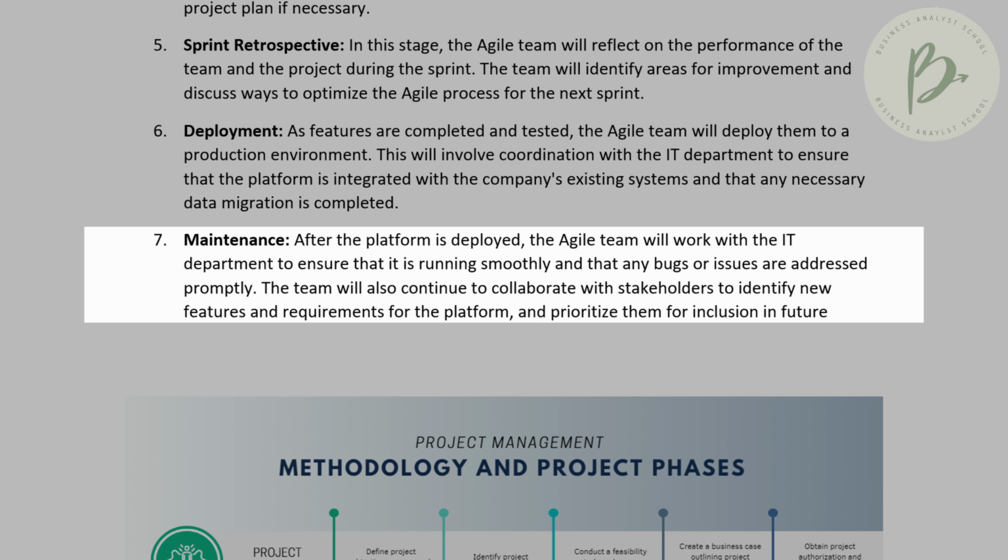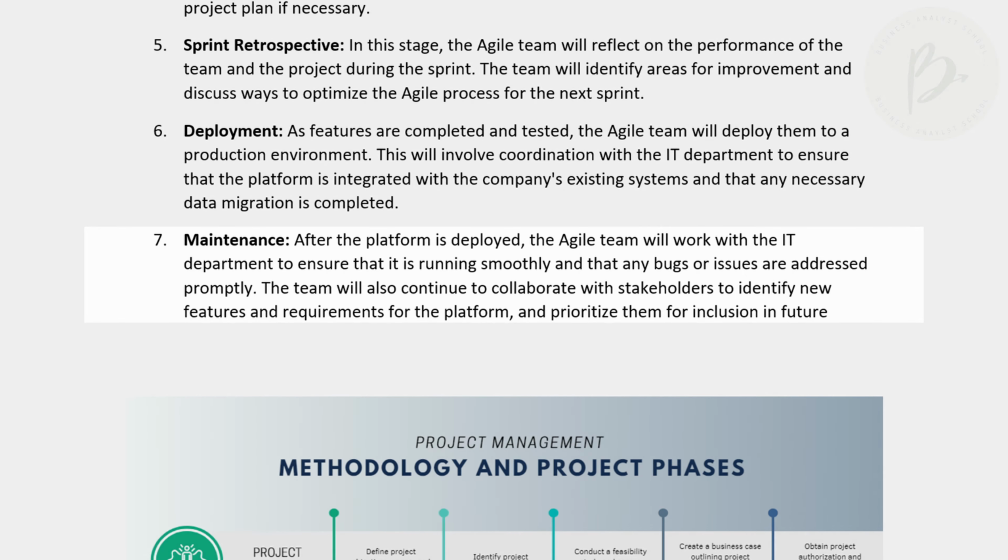How do we do this? We work closely with the IT department to ensure that it's running smoothly and that any bugs or any issues that have been experienced after deployment are addressed. As much as we are performing these tasks within maintenance, we will also continue to collaborate with stakeholders, the team, mainly business analysts, to identify any new features or any new requirements for the platform, and then we will prioritize them again for the future sprints. So these are the stages of the Agile project.